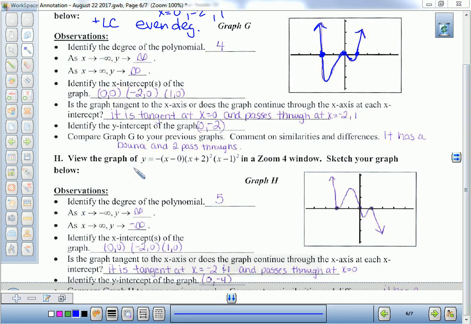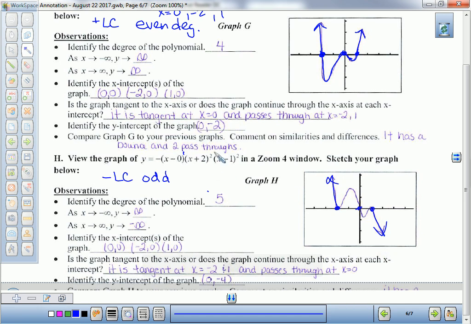All right, this one. We still have the same x-intercepts: -2, 0, +1. But the degree of this function, this is an understood 1. So 1 plus 2 plus 2 is 5. It's odd degree with a negative leading coefficient. So when it's odd and negative, it rises to the left and falls to the right.